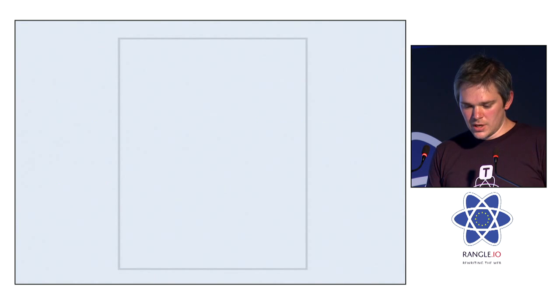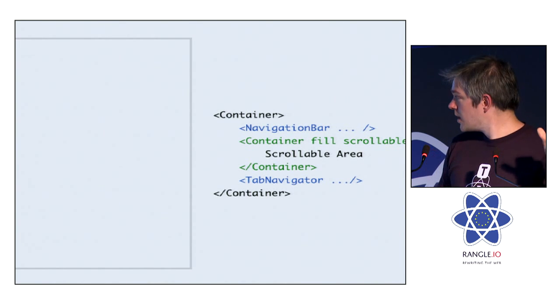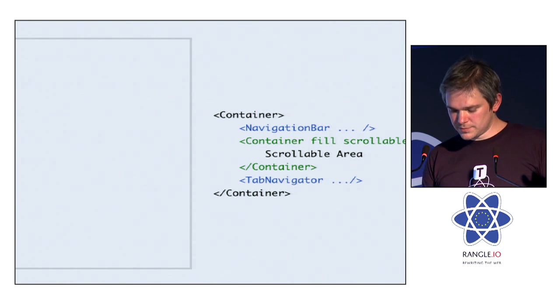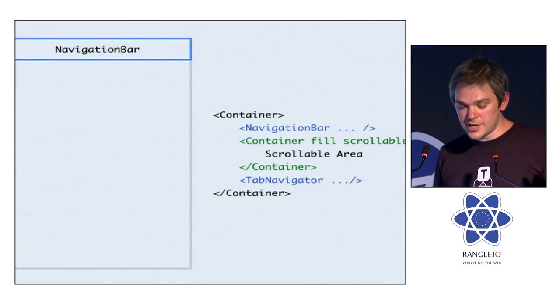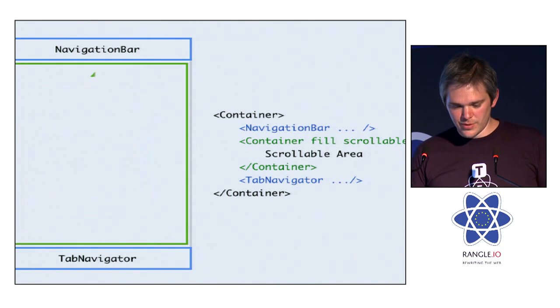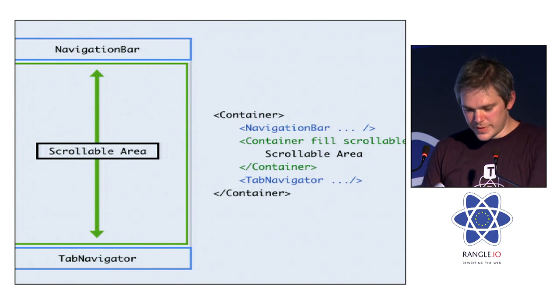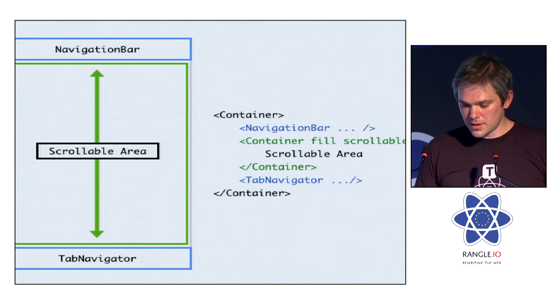So if you've got a box, looks like a mobile. What we've got here is a container. We've got a navigation bar up the top. We've got a tab navigator down the bottom. And we've got this scrollable area in the middle. This would be the code to implement that layout.